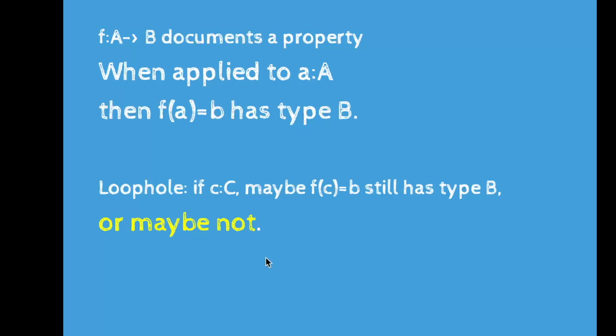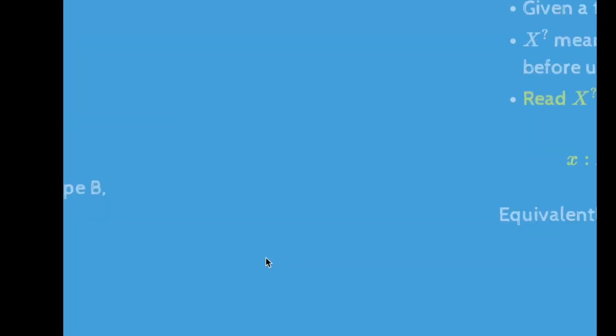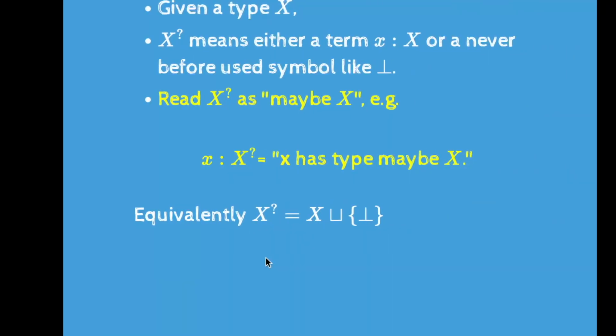So, it is entirely possible that there's other types of data, say C, with data little c, where maybe f of c is still of type b, or maybe not. This calls for a creation of a new data type. Given a type x, maybe x, denoted x to the question mark, means either a term little x of type big X, or a never before used symbol, like the upside down t, which here we'll call air. We say that x has type maybe x.